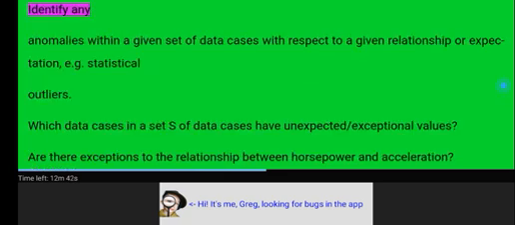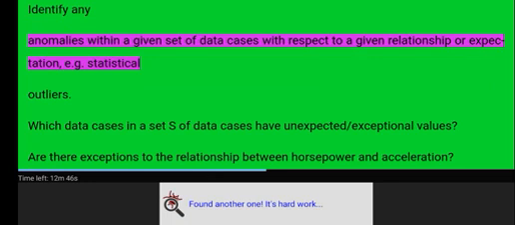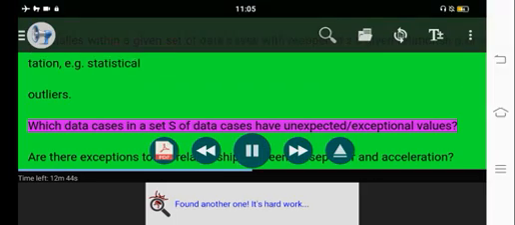8. Find anomalies. Identify any anomalies within a given set of data cases with respect to a given relationship or expectation, e.g. statistical outliers. Which data cases in a set S of data cases have unexpected, exceptional values? Are there exceptions to the relationship between horsepower and acceleration? Are there any outliers in protein? 9. Cluster. Given a set of data cases, find clusters of similar attribute values.